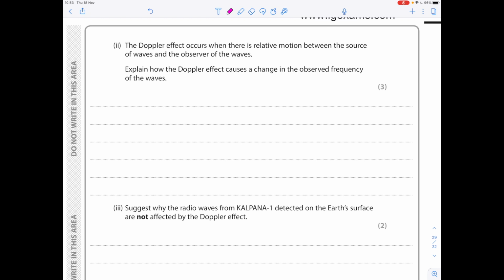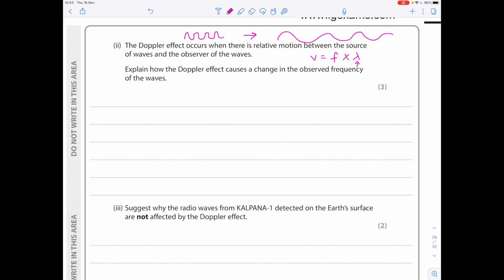The Doppler effect occurs when there is relative motion between the source of waves and the observer of the waves. Explain how the Doppler effect causes a change in the observed frequency of the waves. Again, we're using this equation. Now, say with the Doppler effect the source is moving away from us. It means that the wavelength goes from that, for example, to being much longer.